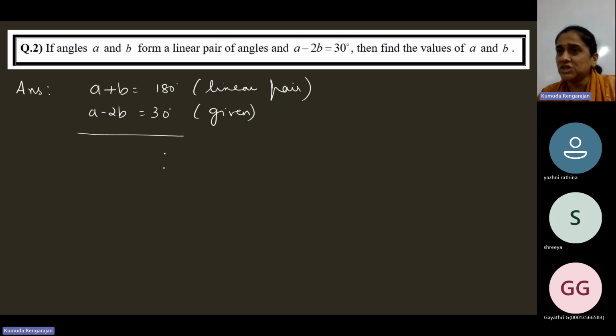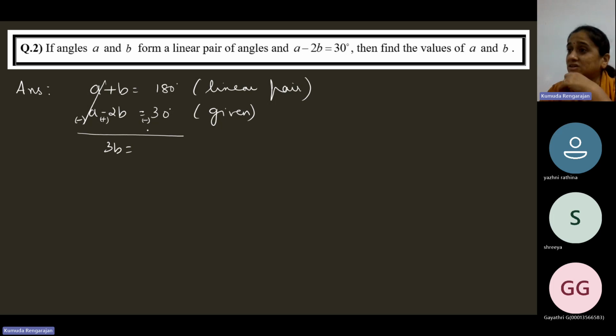So here what we do, we change the signs throughout in the second equation. Plus a we change to minus a. Minus 2b, plus 2b. Plus 30, minus 30. If it's plus, we change it to minus. If it's minus, then plus. Now take the new signs and forget the old signs. A minus A is 0, cancels. Plus B plus 2B is 3B.